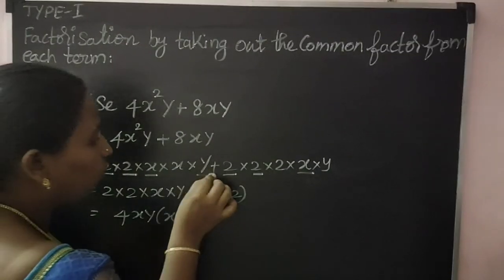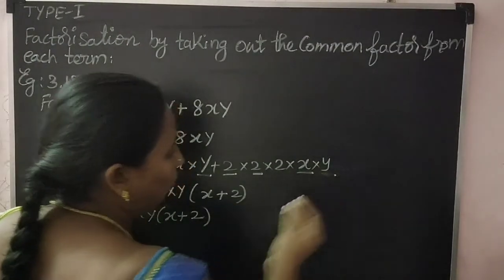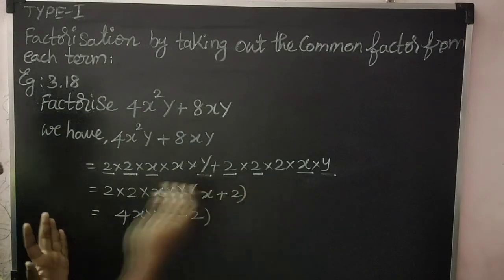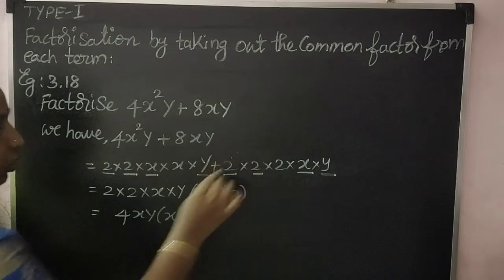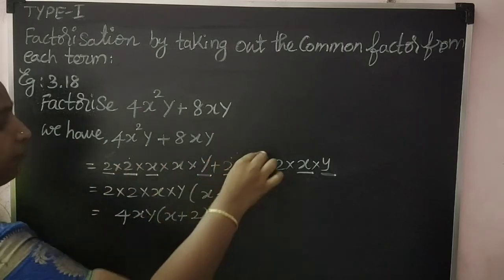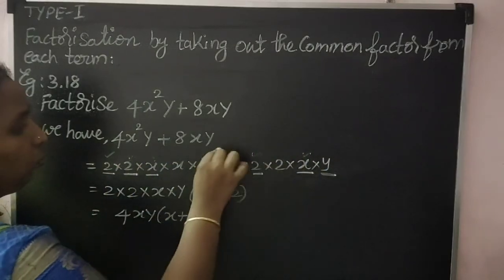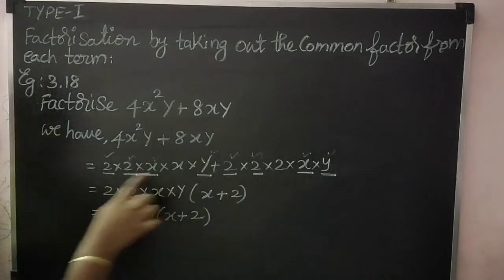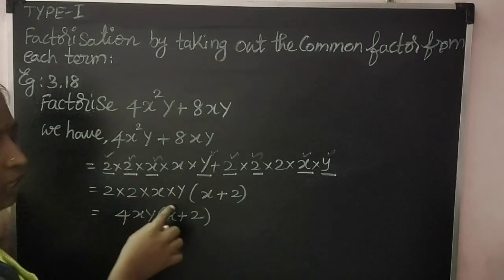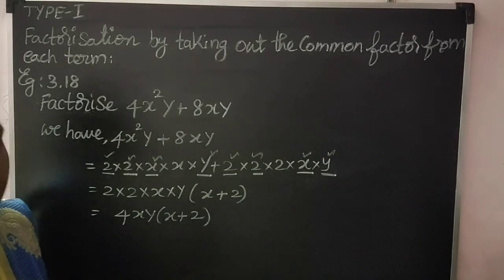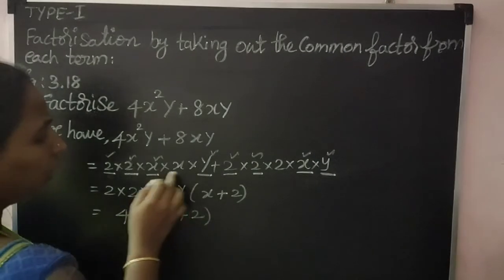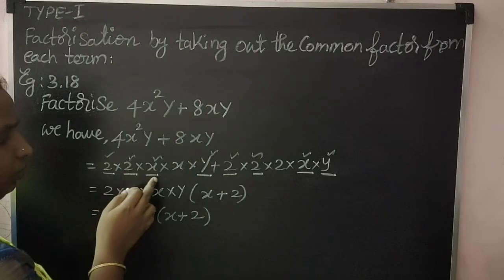Okay. Next, y is there. Here also you have y. So if you are going to take out the common terms: 2, here also 2, and then 2 here, then x, and then y. So take out the common factor, 2 into x into y. You have to write the remaining terms in each term. Yeah, we take out 2 into x into y.